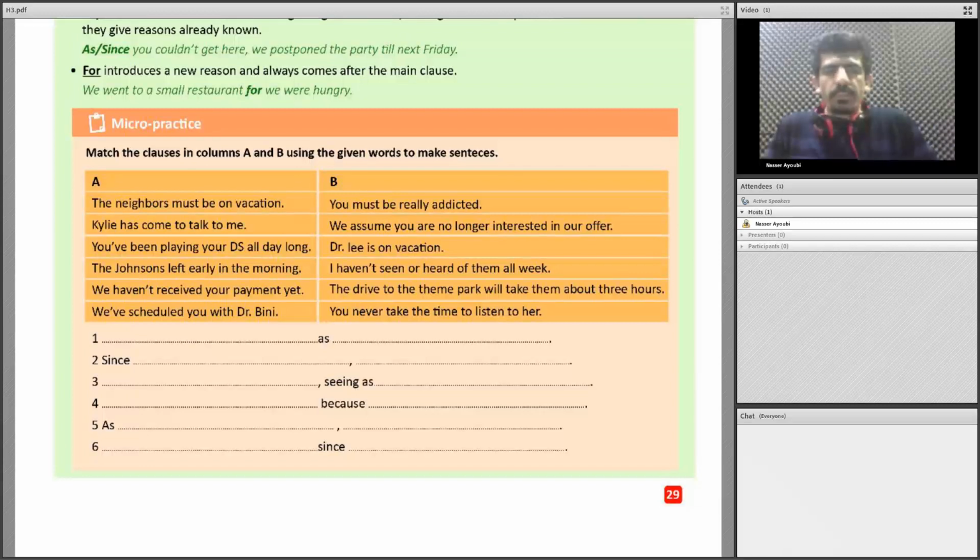Number five. We've got as. As we haven't received your payment yet, we assume you are no longer interested in our offer. And number six, since, in the middle of the sentence.